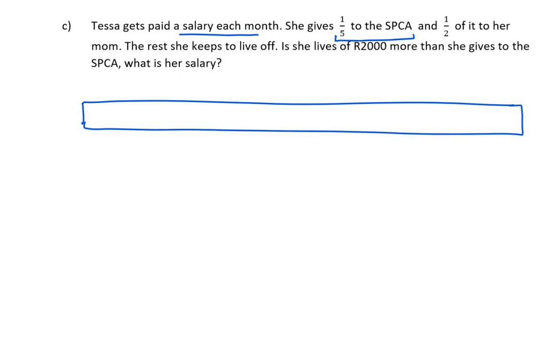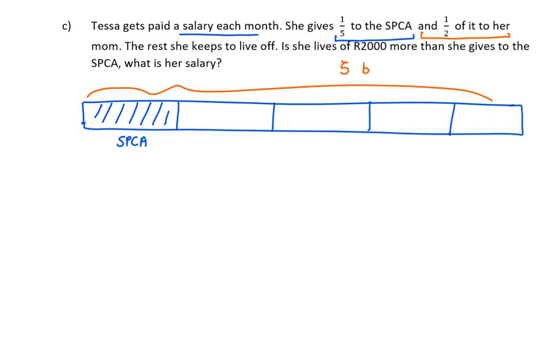Now 1/5 she gives to the SPCA, so I'm going to divide into 5. 1, 2, 3, 4, 5. So 1/5 of these she gives to the SPCA. A half of it she gives to her mom, so a half of her entire salary she gives to her mom. Now the problem is I can't do a half of this because there's 5 bars here, and if I want to donate half of 5 bars, that's 2.5 bars, and that's not working for me.